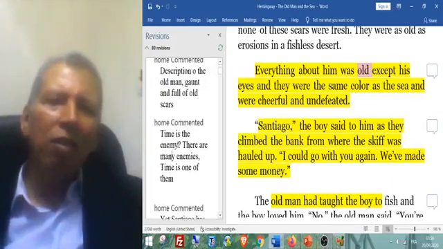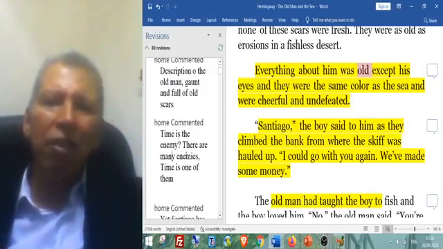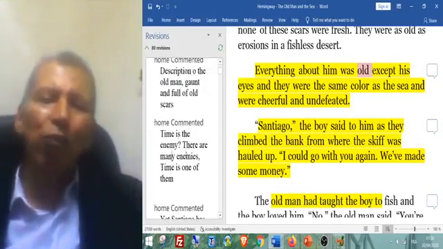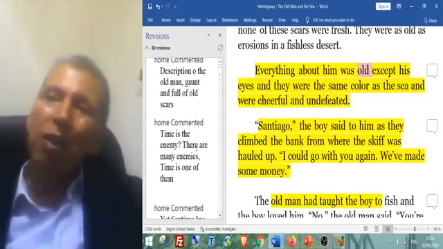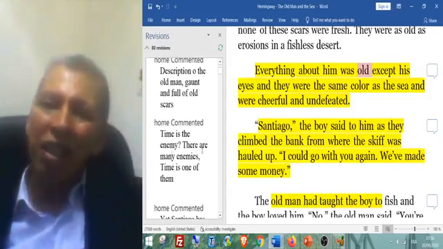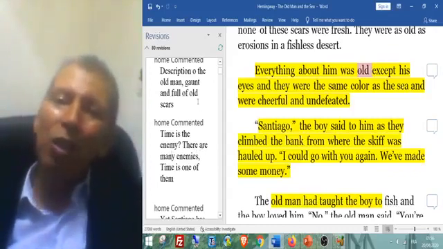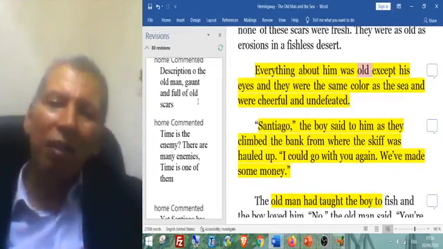In any case, time is one of the enemies. There are many enemies, the many rivals that Santiago will have to face. He's a man who is going to fight many enemies. Isn't that heroic? Especially a man in his circumstances.